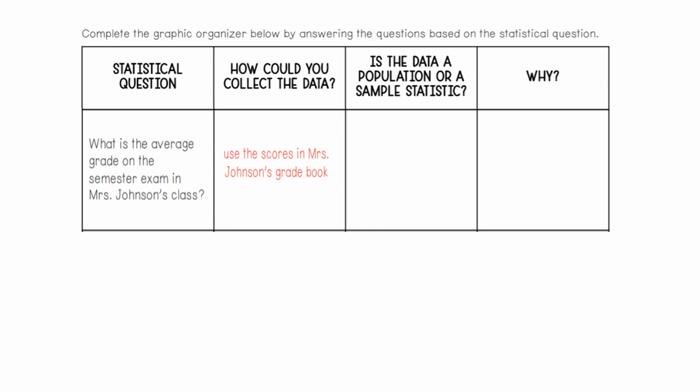The next one, our statistical question is, what is the average grade on the semester exam in Miss Johnson's class? A way to collect the data would be to use the scores in Miss Johnson's grade book. This would be a population statistic because it is an average of all the grades, all the pieces of data. They're all going to be included. So it is an average of all of the data.